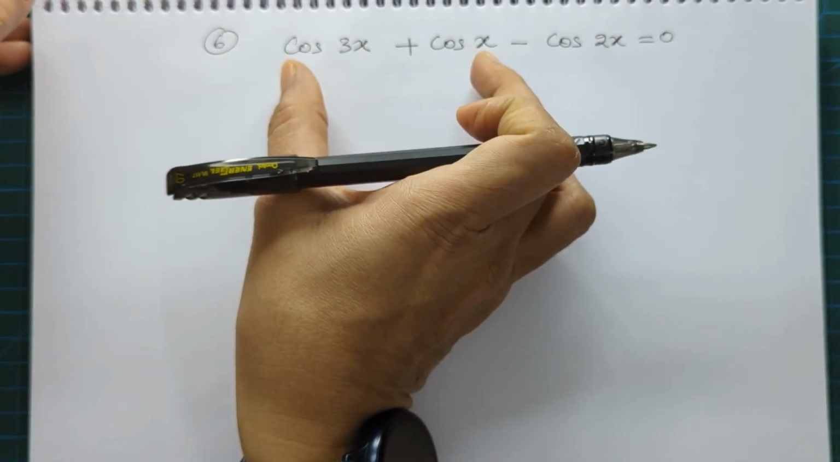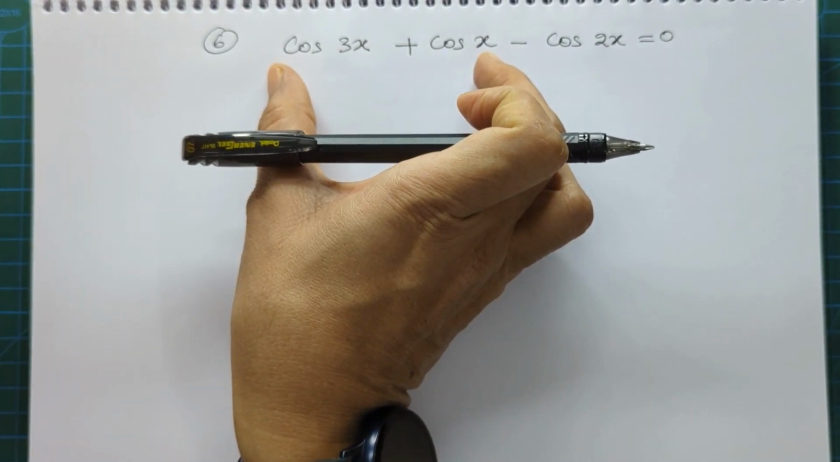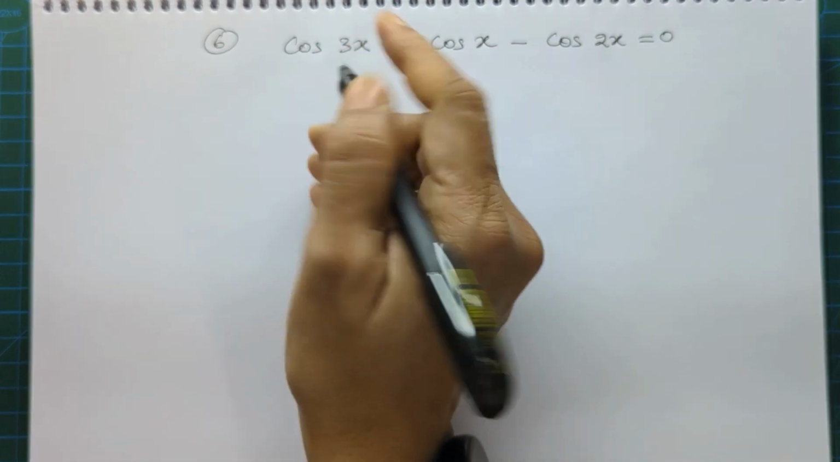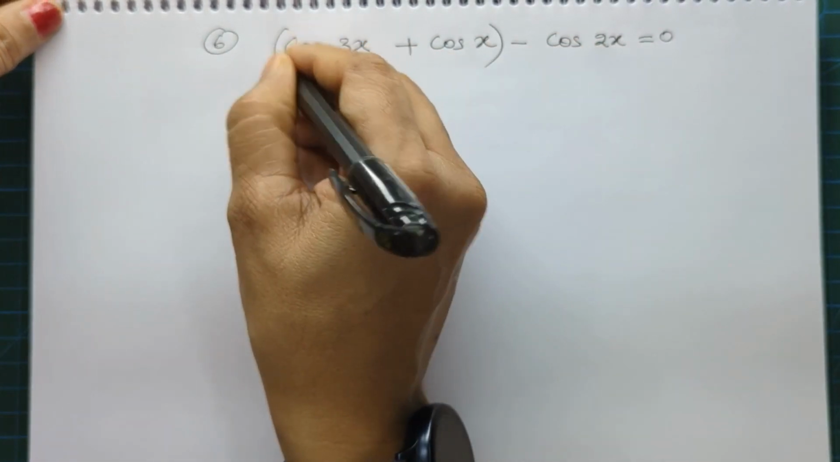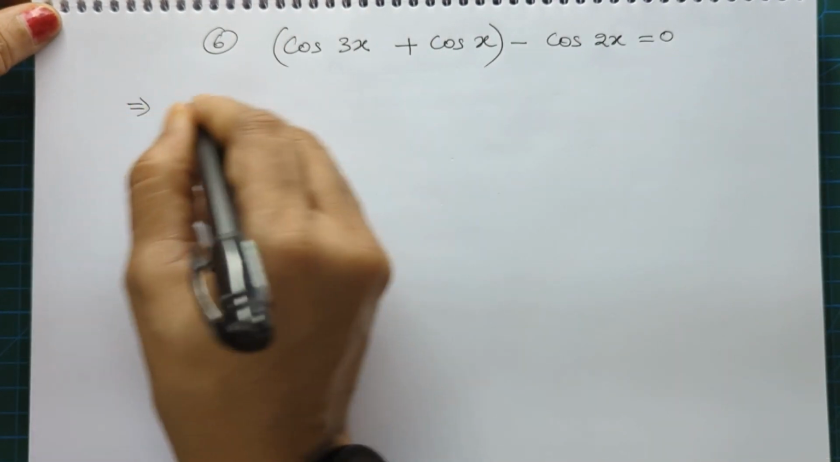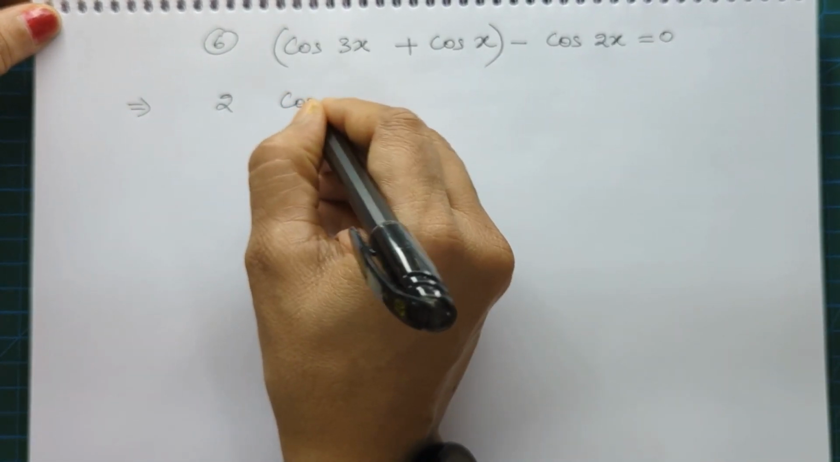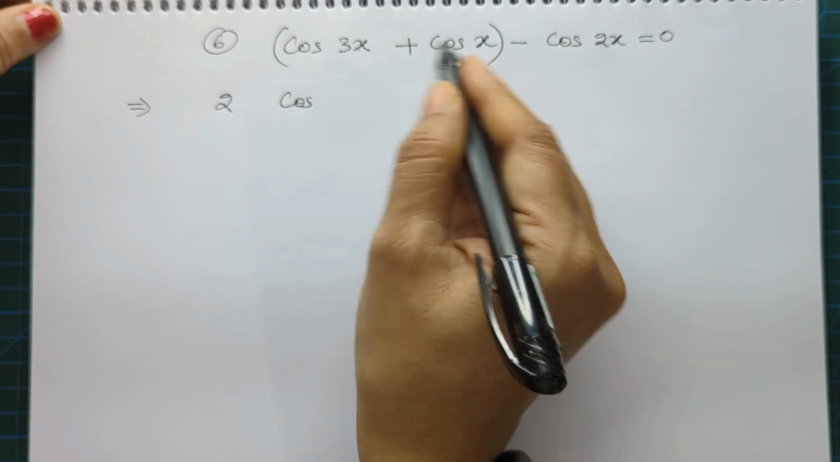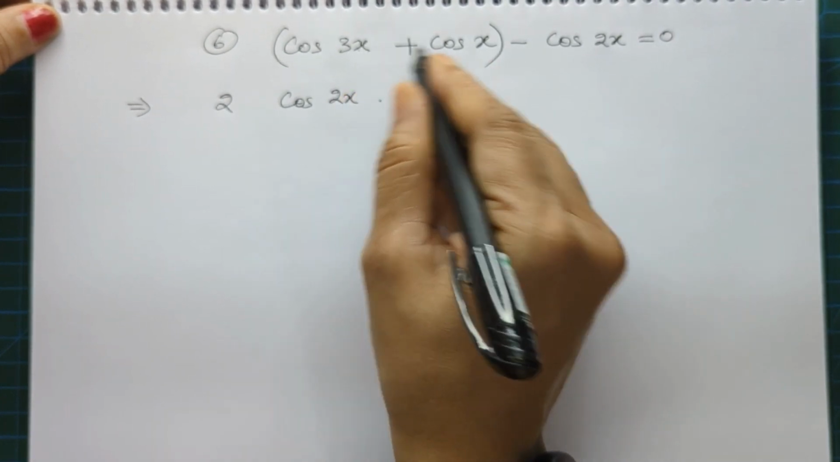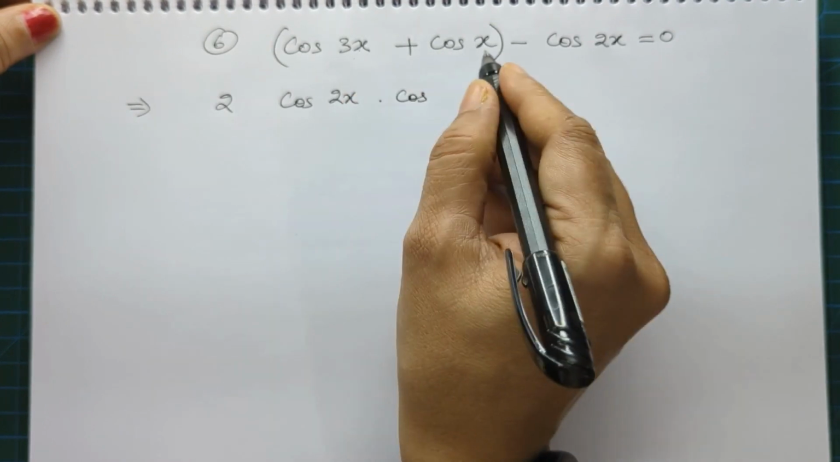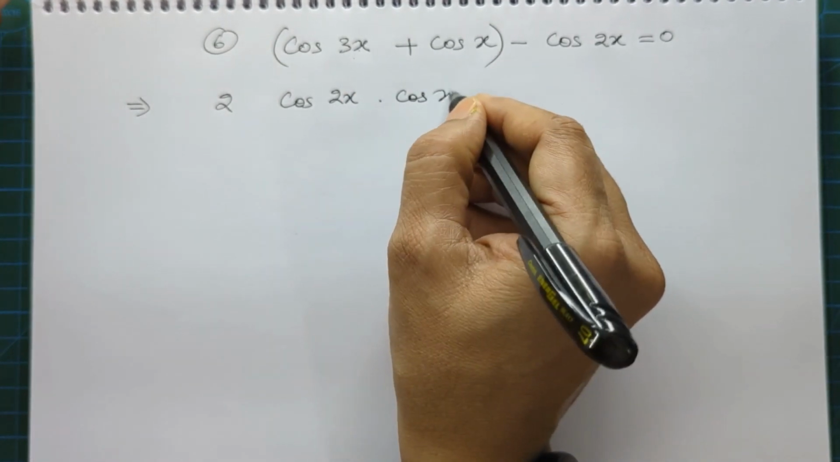For condensing, we will consider these two terms first. It is in the form of cos c plus cos d. So cos c plus cos d is, using the identity, 2 cos of c plus d by 2, which is 4x by 2, so 2x, times cos of c minus d by 2, which is 3x minus x, meaning 2x by 2, so x.